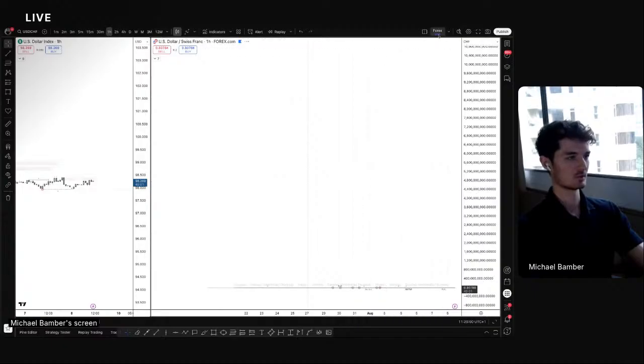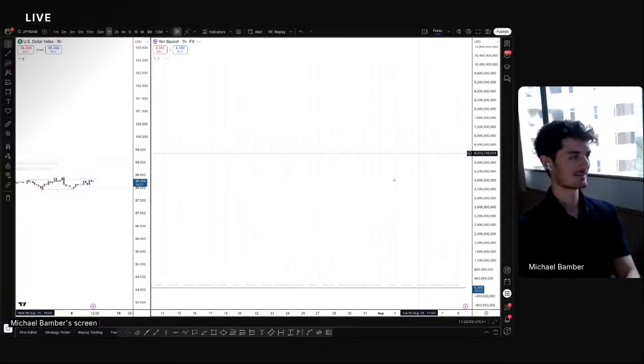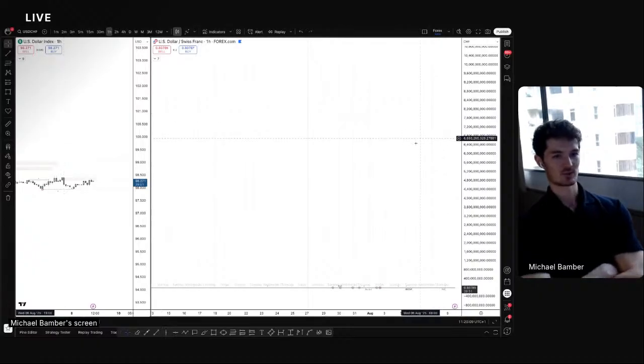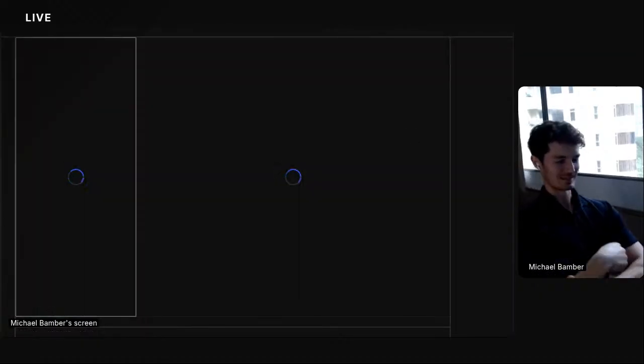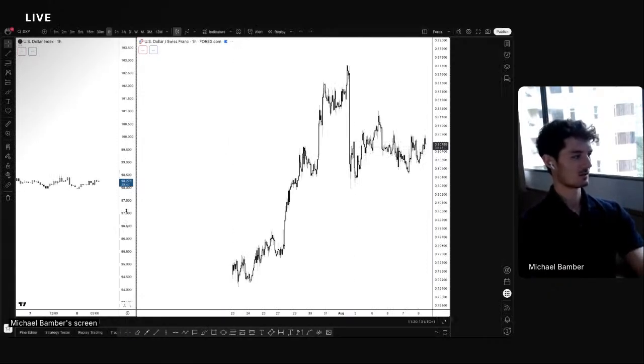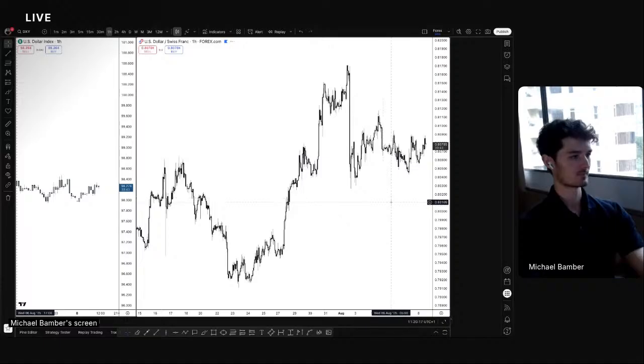As we move lower, TradingView glitching out again. Let's try and get it working. Try and get TradingView working. It's glitching out. It's been doing this all week. I don't know why. Right, so DXY on the left-hand screen, dollar Swiss on the right-hand side.